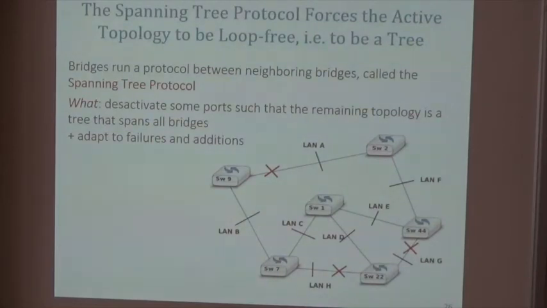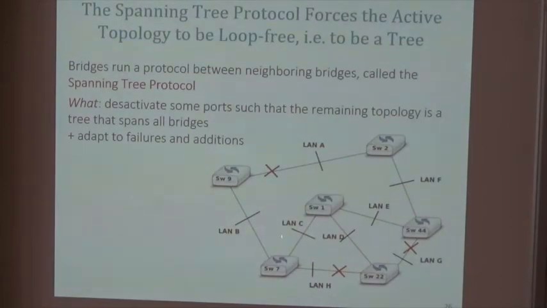This protocol is, of course, adaptive. It's a soft state protocol, so the bridges continuously monitor what is happening. If a link is broken, for example, if this link, LAN C, is broken, then we've lost connectivity between switch 7 and switch 1. But those ports are not physically disabled. They are closed for traffic, but they continue to be monitored. So the bridges continue to talk to each other over all the ports, so they know all the available links. And if there is a change in the topology, they will recompute another active tree.